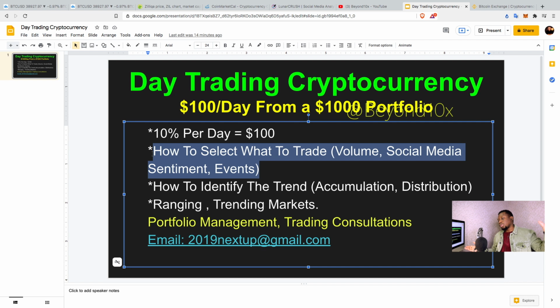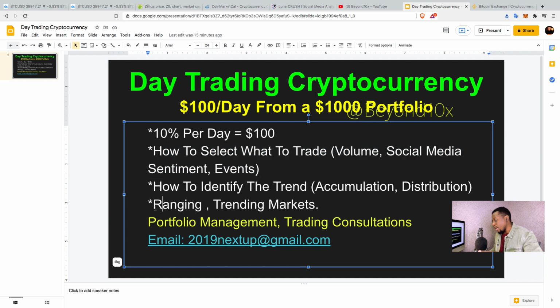All right, cool. You selected a coin to trade, but what do you do then? Okay, so how to identify the trend. When it comes to markets, there are only about two types of markets that you need to identify. There are ranging markets and trending markets.